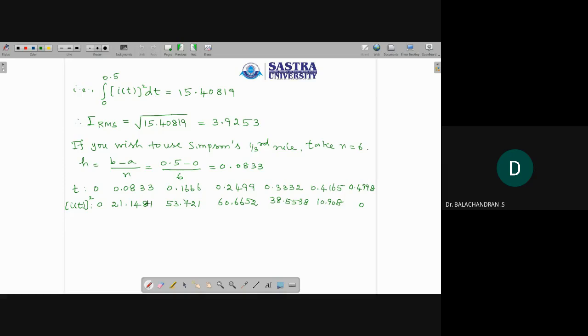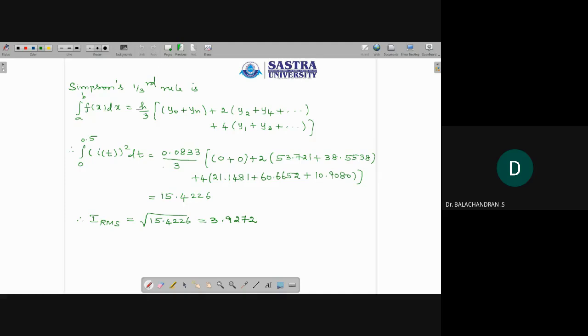So next you should find the corresponding I of t whole square values. Use Simpson's one-third rule, which is h by 3 into y naught plus yn plus 2 times even suffixes plus 4 times odd suffixes. Using the table, you should find the value of this integral, that is 15.4226. And then I need the RMS value, so take the square root. I got 3.927.